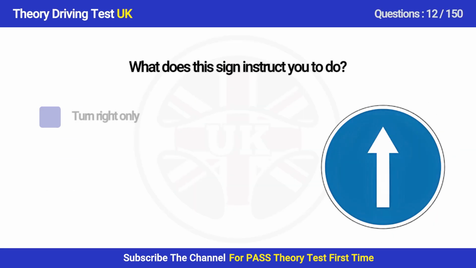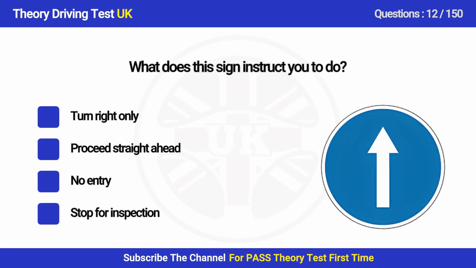Question 12. What does this sign instruct you to do? A. Turn right only. B. Proceed straight ahead. C. No entry. D. Stop for inspection.